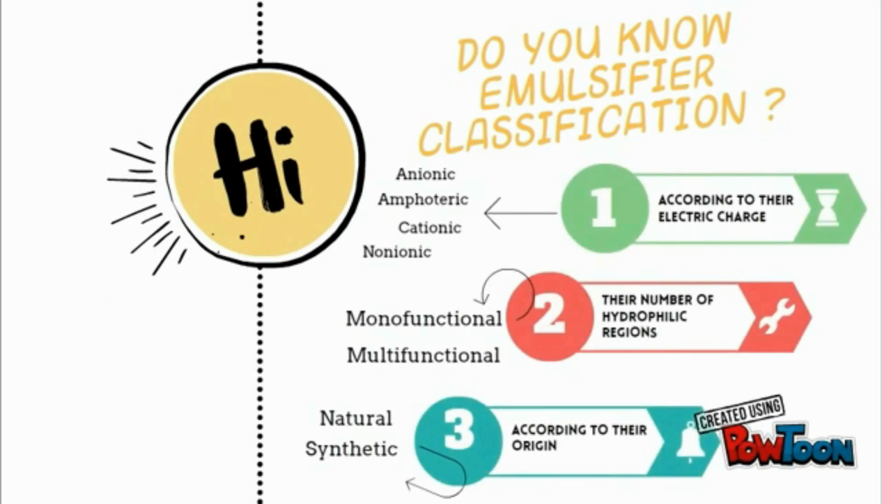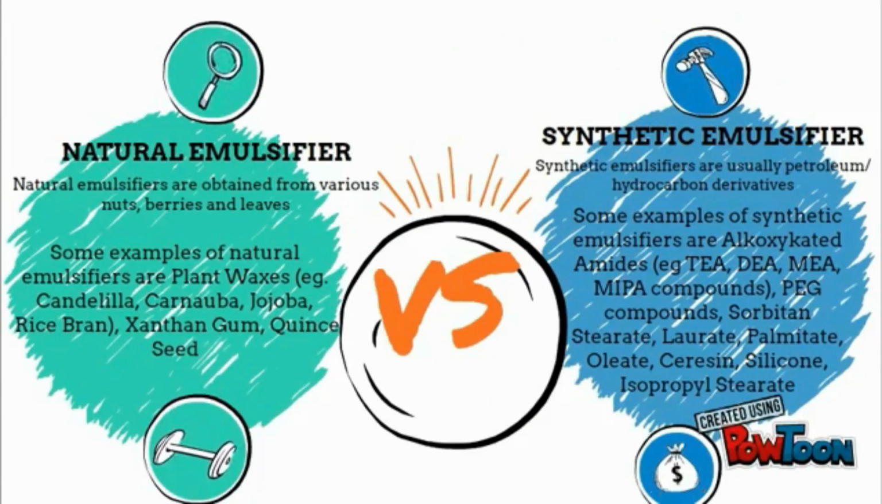Do you know emulsion classification? First, according to the electric charge. Second, their number of hydrophilic regions. And third, according to their origin. Okay, now I will explain about the difference between the natural emulsifier and synthetic emulsifier.